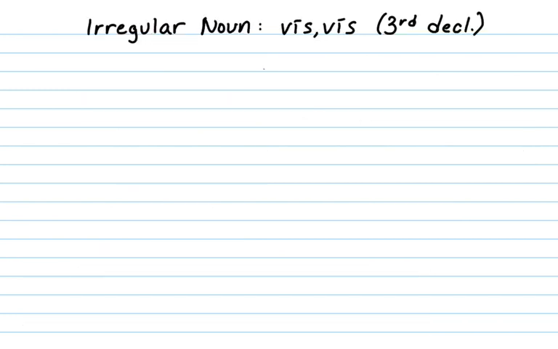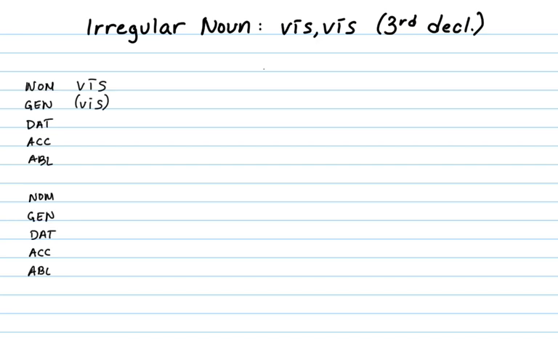Let's look now for a second at this slightly irregular noun, vis. The nominative is vis. The genitive is vis, and it's shown here in parentheses because it rarely, if ever, occurs in real Latin. This noun means force. The dative, likewise, rarely, if ever, shows up in Latin, vi. The accusative is vim, V-I-M, and the ablative is vi, with a long I.